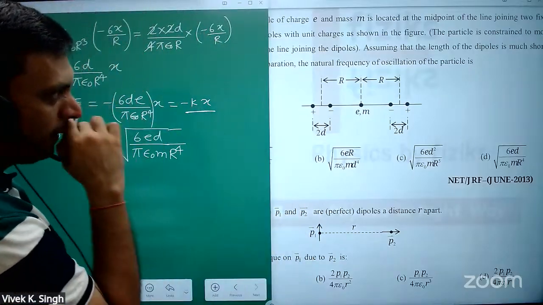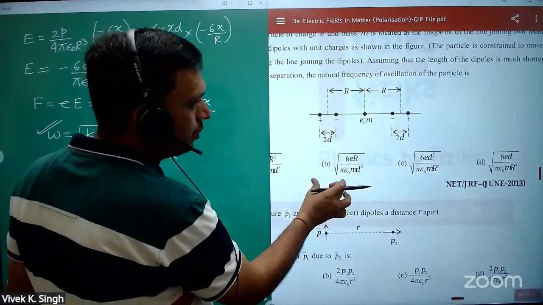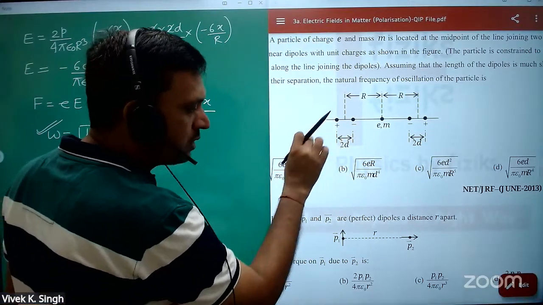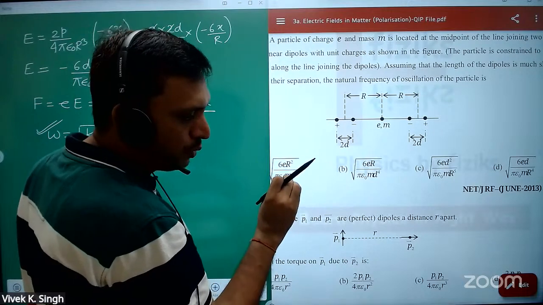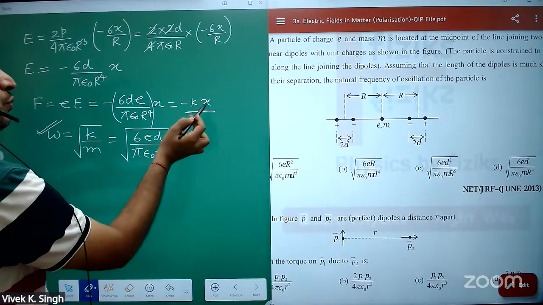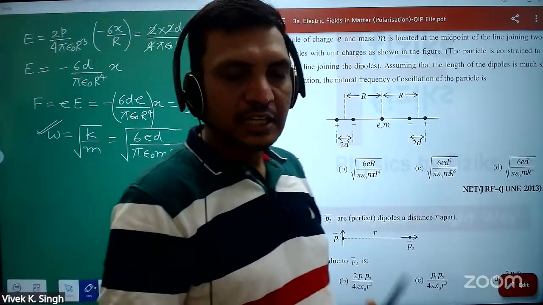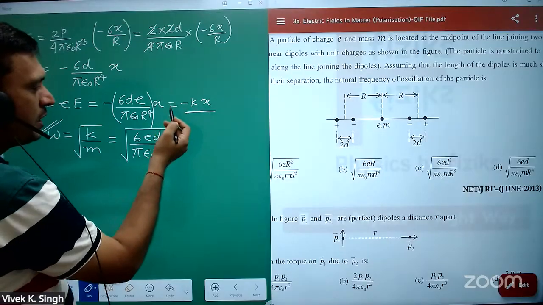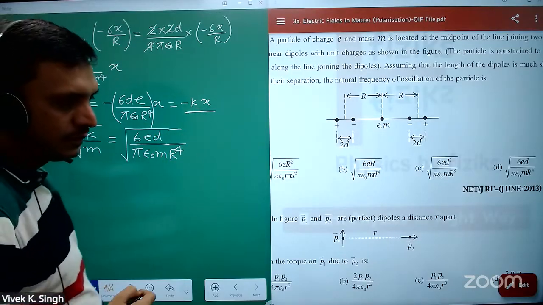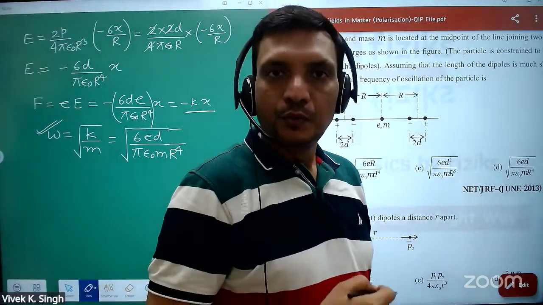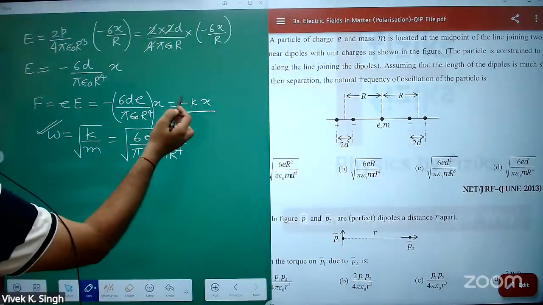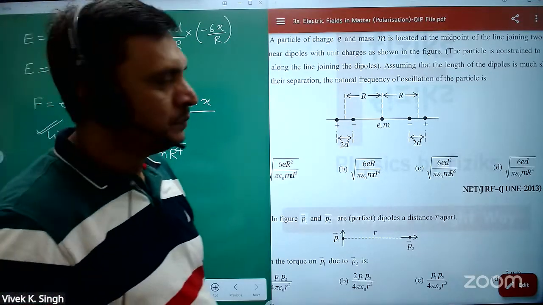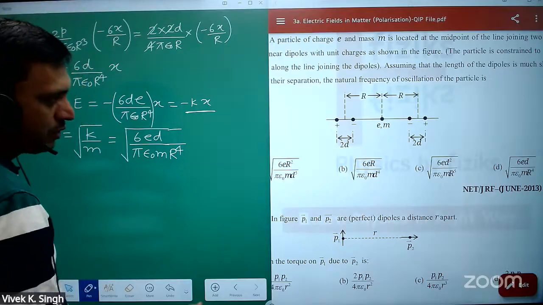So just see, it's a question of dipole, so you must know how to find the field due to a dipole. Then you have to use the concept of simple harmonic motion. Whenever you have to use the concept of SHM, you have to find the force on the particle, whether it is a charged particle or any other particle. If you can express the force in this form, then you will find the angular frequency omega. Clear? So you must remember this concept.